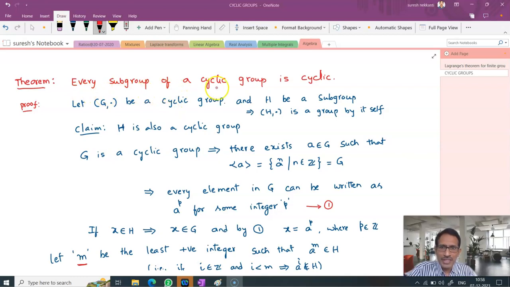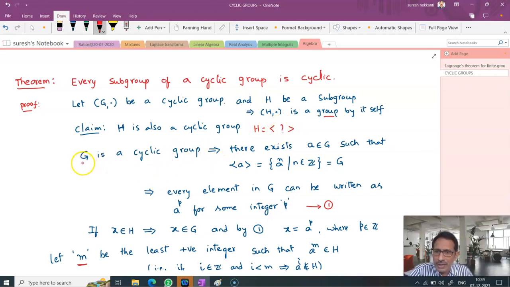Now we want to prove every subgroup of a cyclic group is cyclic. So let us start with a cyclic group G, and let us also take a subgroup, say H, of G. Because H is a subgroup, H is a group by itself, right? So that means it satisfies all the four properties of a group: closure, associative, identity, and inverse. Now what is our claim? H is also a cyclic group. Means what? H should be generated by some element, right? That is what our claim is.